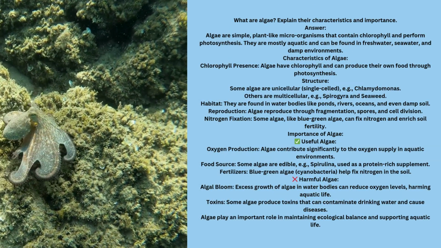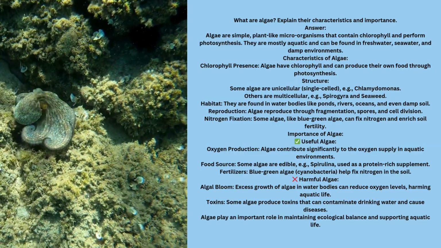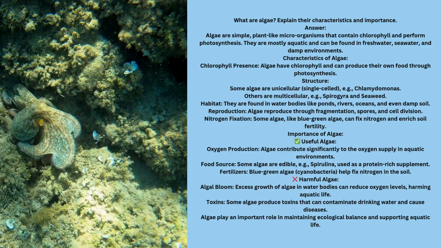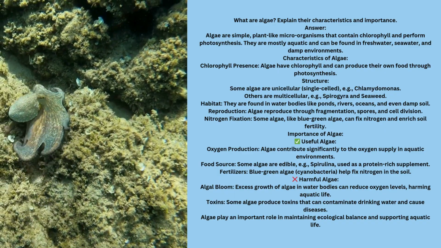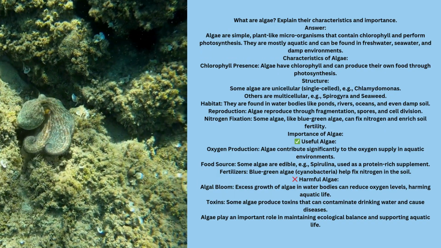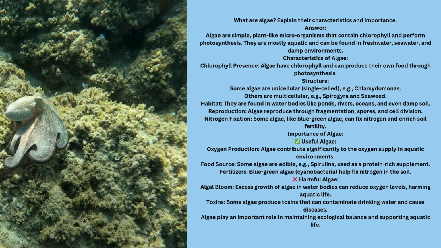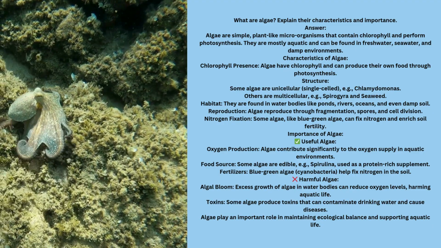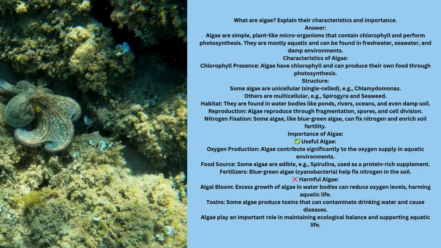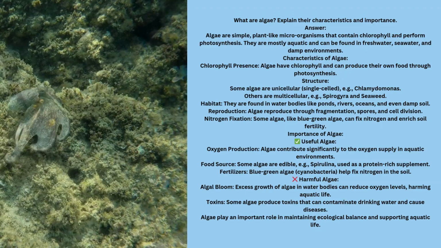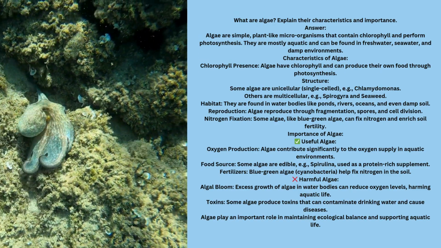Next is algae. Algae are simple plant-like microorganisms that contain chlorophyll and perform photosynthesis. They are mostly aquatic and can be found in freshwater, seawater, and damp environments. They have chlorophyll, so they can produce their own food through photosynthesis. They are unicellular or multicellular, and some algae like blue-green algae can fix nitrogen, enrich soil fertility, and contribute significantly to the oxygen supply in aquatic environments. And they are edible also.